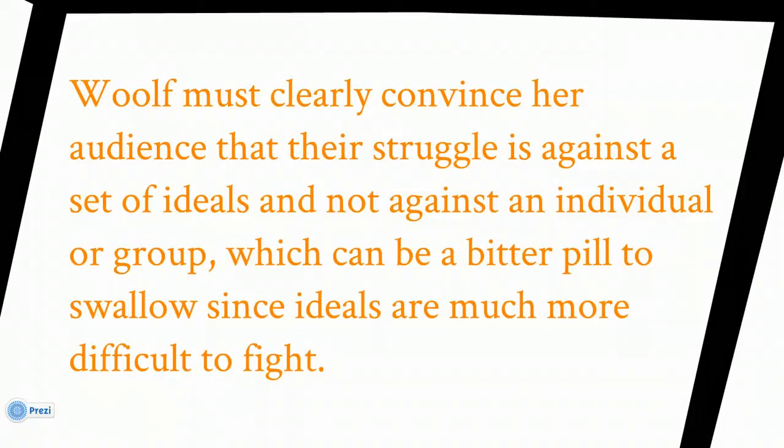Here's another rhetorical goal. Woolf must be very clear in her argument. She must clearly convince her audience that their struggle is against a set of ideals and not against an individual or group, which can be a bitter pill to swallow since ideals are far more difficult to fight. So, yet again, Woolf has an uphill battle with her audience. She's trying to convince her audience that this fight is probably more difficult than even they want to realize, because it's our natural human instinct to want to blame someone or some group for our problems and the obstacles facing us.